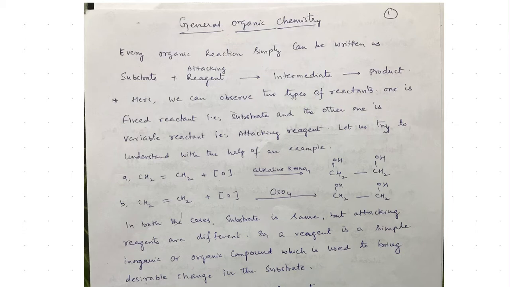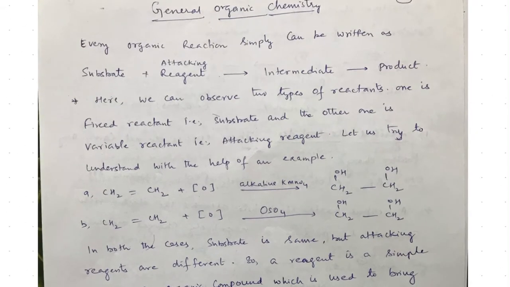As you know, every organic reaction, how can you simply write it? Every organic reaction can simply be written as substrate plus attacking reagent, giving an intermediate, which upon further reaction will finally give you the product.